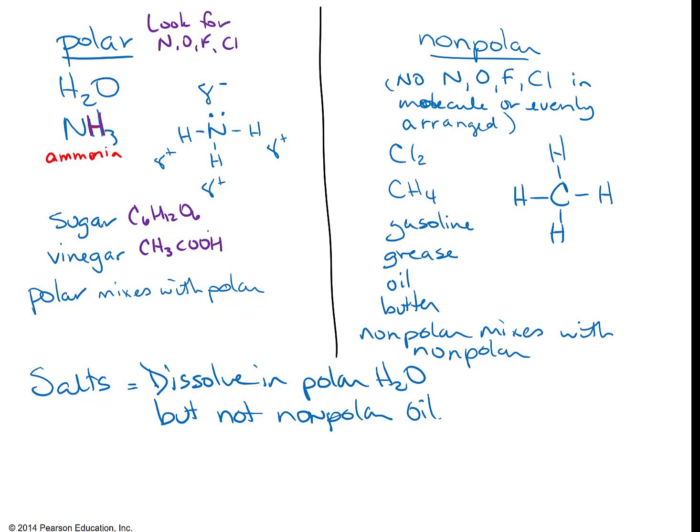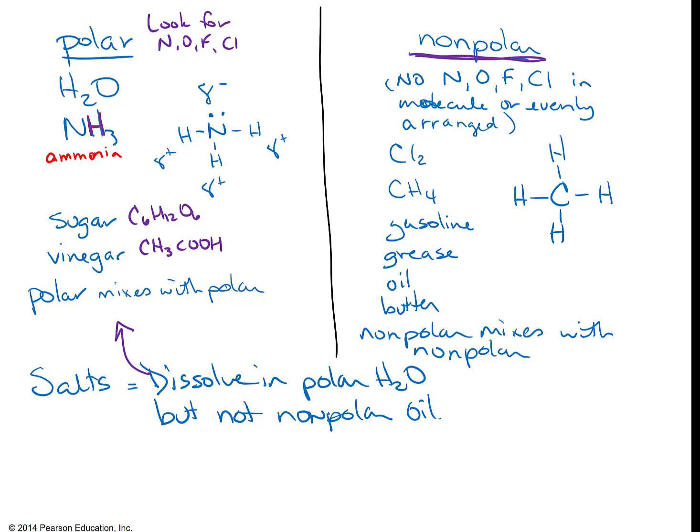So when you have things that have similar polarity, they'll mix together. Salts can dissolve in water because they have a charge. So that's super polar. Being a charged ion is going to allow it to interact with water. But then look at the nonpolars in the list. Nonpolars in the list are missing nitrogen, oxygen, fluorine, or chlorine, or they have an even arrangement of them.